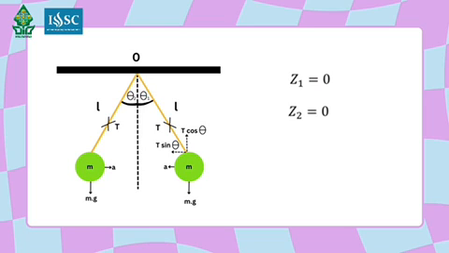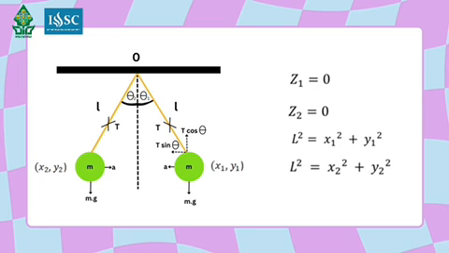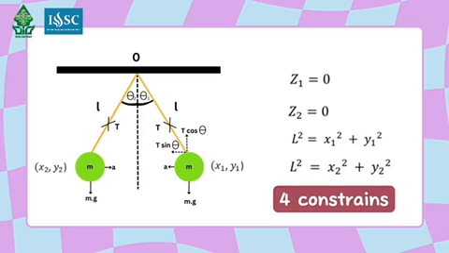M1, its point x1 and y1, will always lie on a circle because it's a fixed distance from a certain point, so we can write down the equation of a circle: L squared equals x1 squared plus y1 squared. And then for M2, its position x2 and y2, we can write down the equation of a circle: L squared equals x2 squared plus y2 squared. So there are 4 equations of constraint.